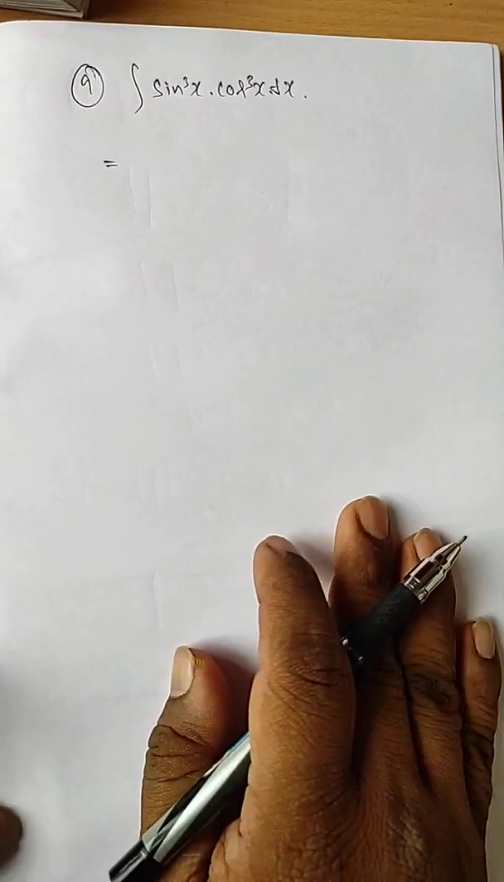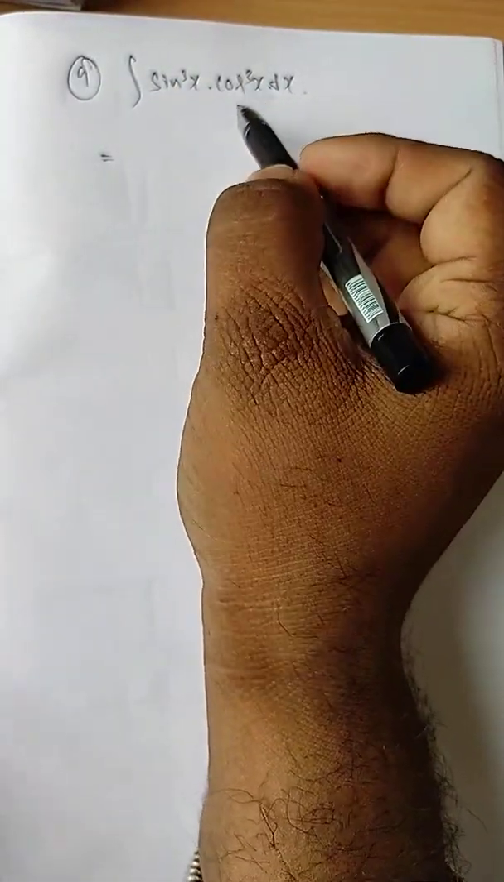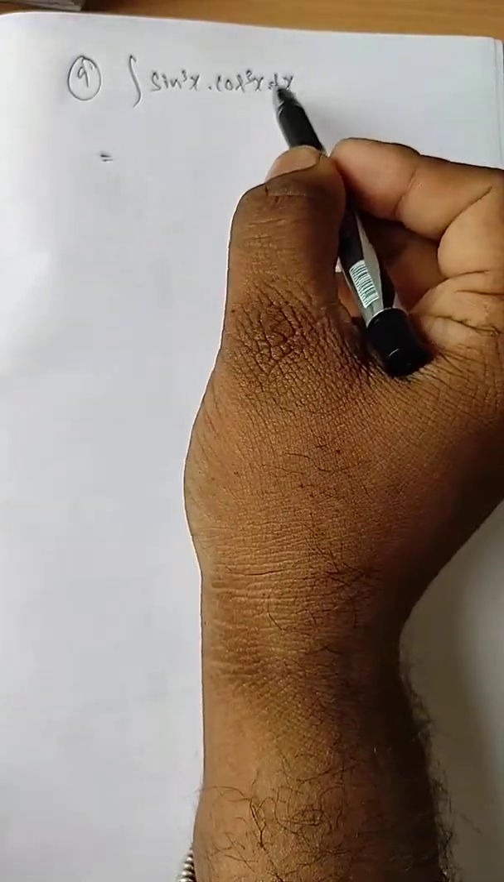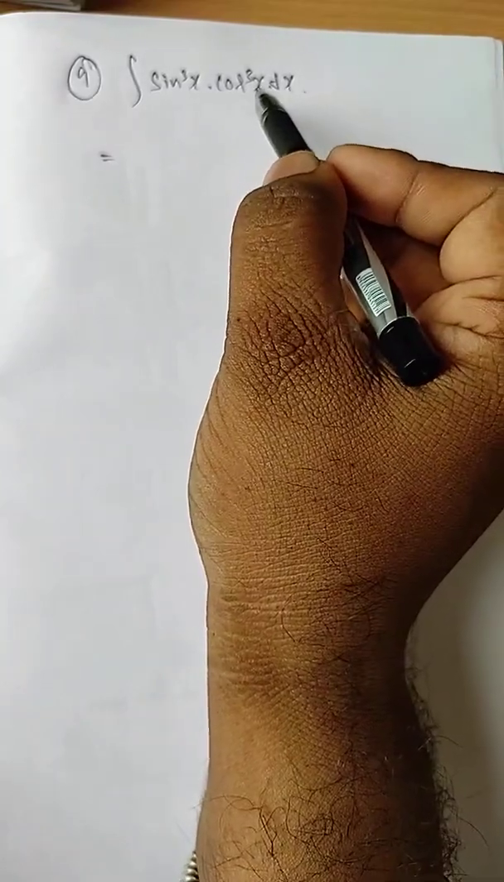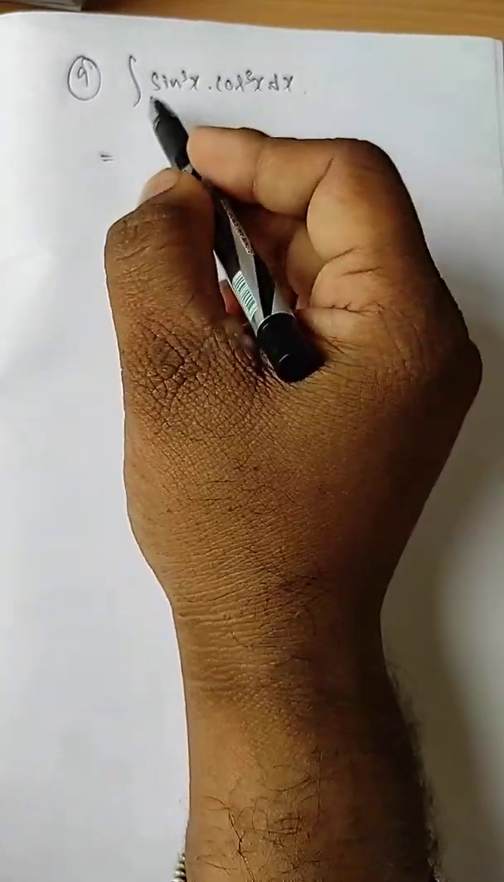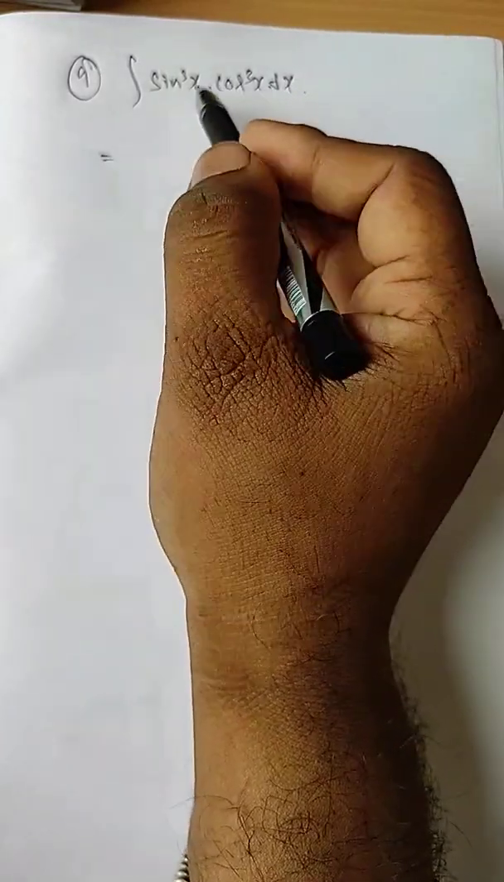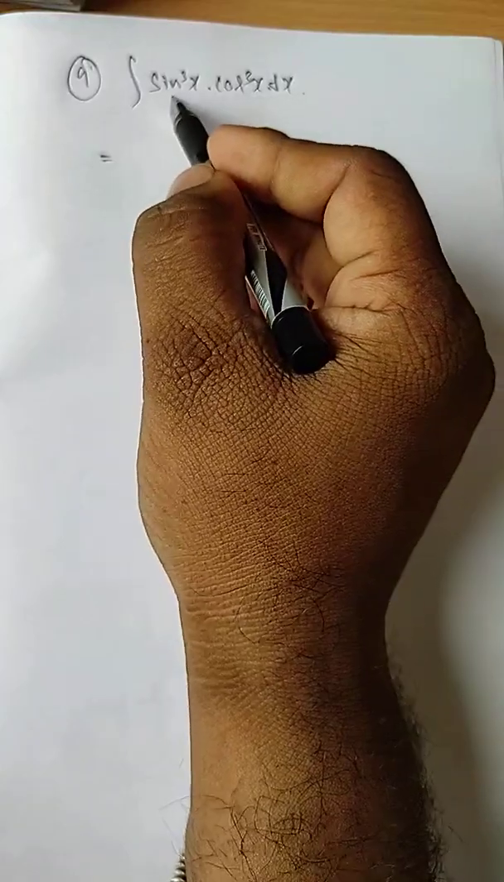Okay students, now we will go for the next problem, the integration of sin cube x into cos cube x into dx. Already at the beginning of the class, when the trigonometry function has a power, you want to make use of trigonometric identities. So here we are using the trigonometric identities. How to solve this problem? When the trigonometry functions have powers in product form, you use the trigonometric identity.